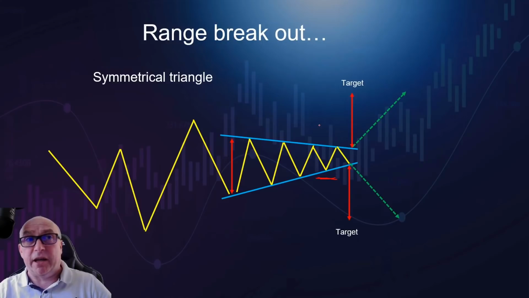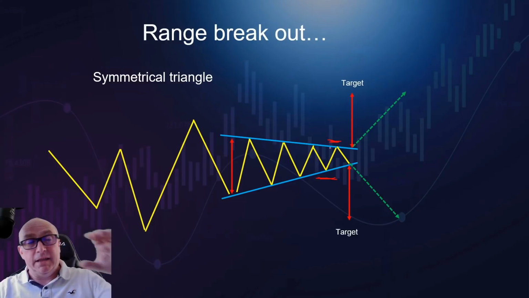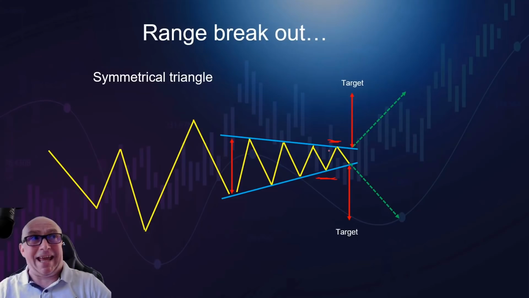We might have it to the downside, of course, exactly the same, but in reverse. Your target price will be the same distance as the base of the triangle, and your stop could be above the recent swing high of that triangle pattern. So that is another way that traders could use price patterns to enter and exit trades.